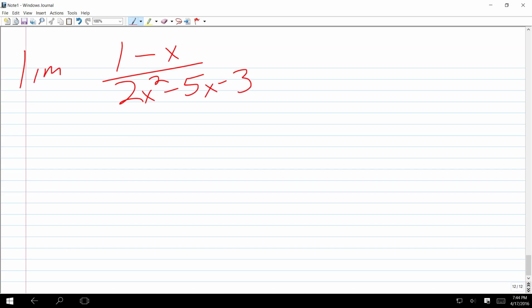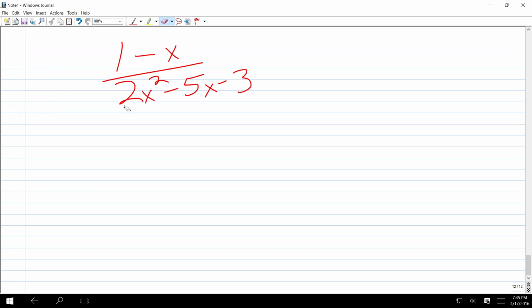So the same thing, we're looking for the same thing. 1 minus x all over 2x squared minus 5x minus 3. I want the limit as x goes to, what? We're just looking for the vertical asymptotes. Right. Same thing.